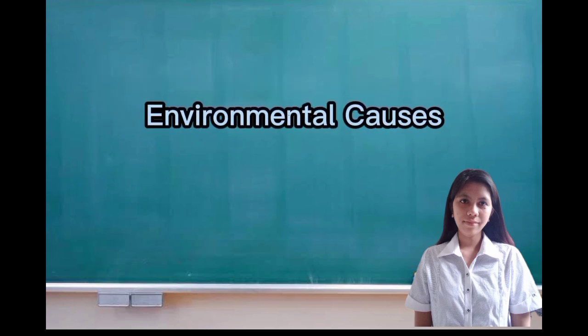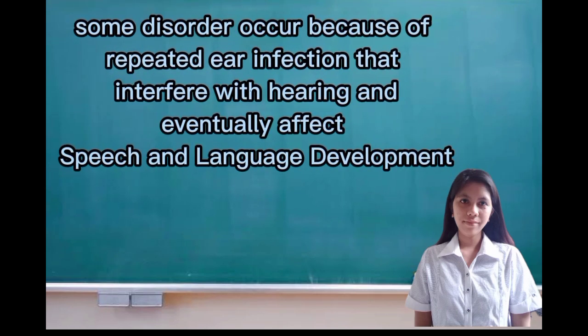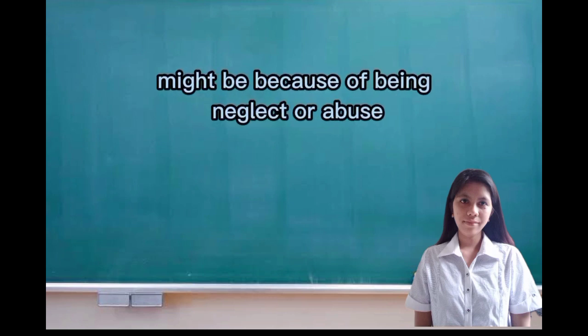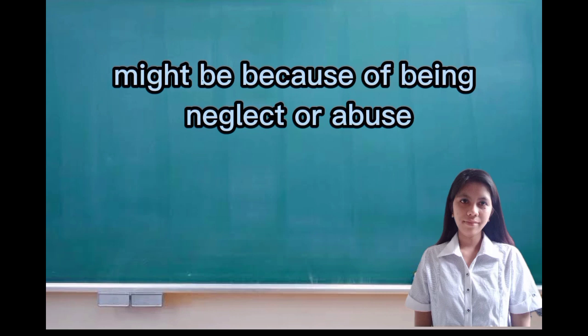Environmental causes. Some disorders occur because of repeated ear infections that interfere with hearing and eventually affect speech and language development, or might be neglect or abuse. Perhaps the child is left alone much of the time without peer or adult language models. Alternatively, perhaps the child is punished for being naughty or for talking as a toddler. In either case, a negative impact on speech and language development is likely.